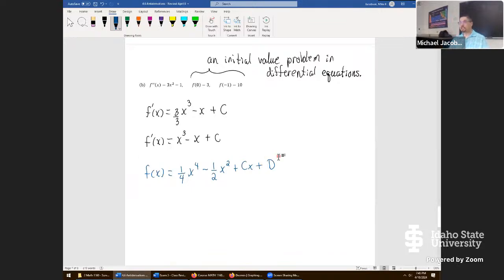Well, that's our almost answer. We next need to use these initial values, both of them, to solve for both constants, c and d. But this is most of the work so far, I'd say. It's the calculus work. Any questions at this stage?